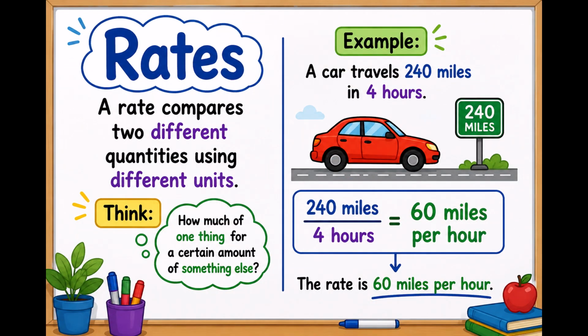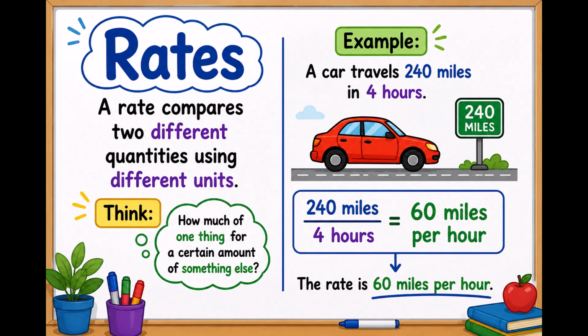Now let's learn how to find a rate. Remember, a rate compares two quantities with different units. In this example, we are comparing miles and hours. Look at the example. A car travels 240 miles in 4 hours. We want to know how many miles does the car travel in 1 hour. So that is called the unit rate because it tells us the amount for one unit, or basically the amount for 1 hour. Okay, so find the unit rate first.